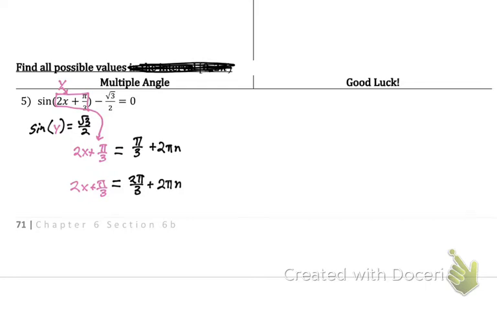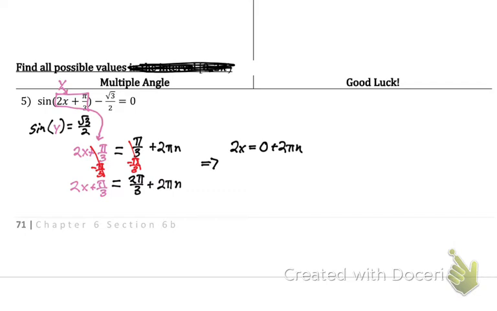I have to first subtract that pi over 3 from both sides, because I need to get rid of this pi over 3 from this side to get x by itself. So this first move is going to be subtracting pi over 3 from both sides. I'm going to work horizontally. Well, that's going to leave me with 2x on the left-hand side equals pi over 3 minus pi over 3 is 0, plus 2 pi n.